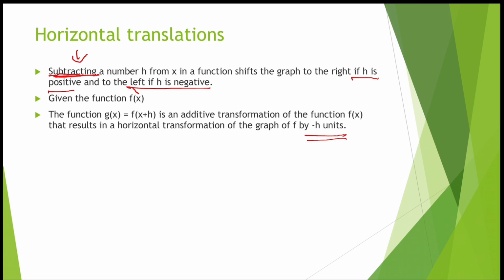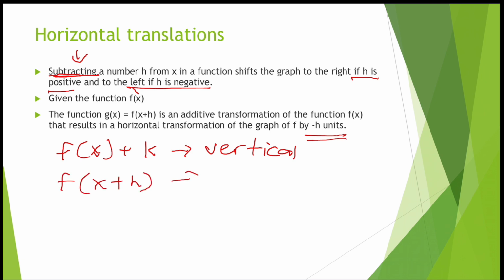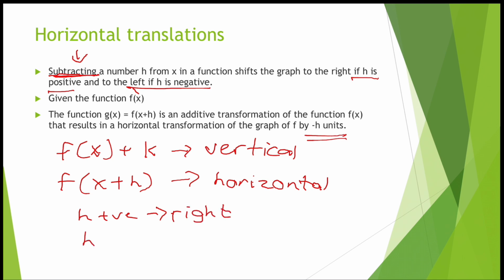Now, the only difference between a vertical and horizontal translation is that in a vertical one, you add a constant to the output. In that case, we had adding k to the output, which is vertical movement. But in a horizontal one, you add a constant to the input instead of the output. That is the main difference between the two. And again, quite similar to the vertical one, if h is positive, then we have moving to the right. And if h is negative, we have moving to the left.